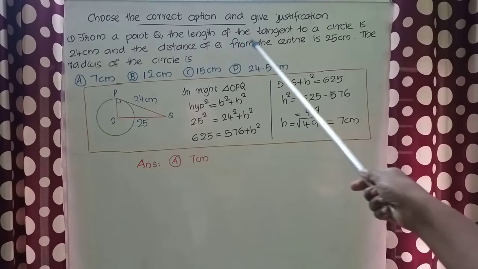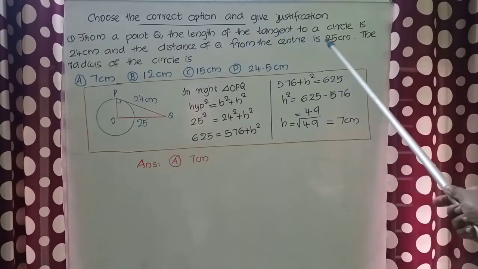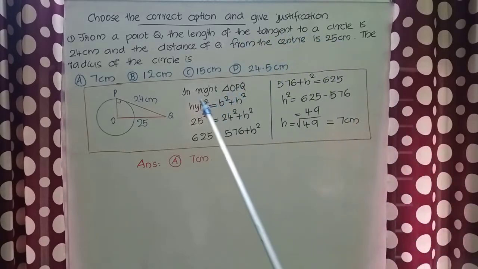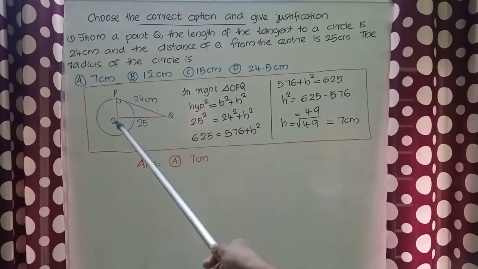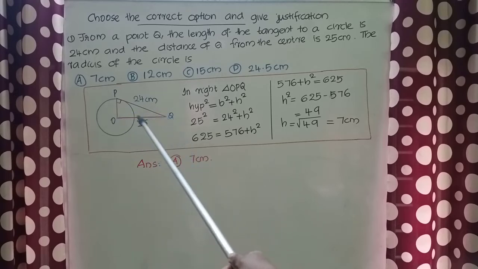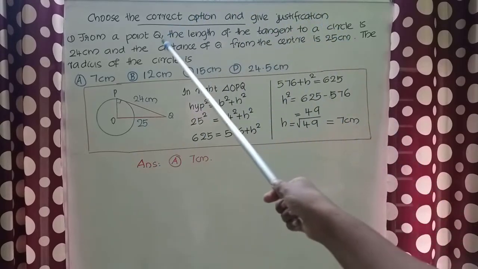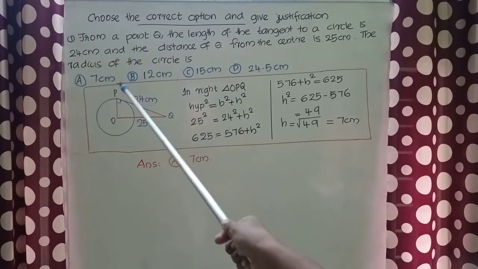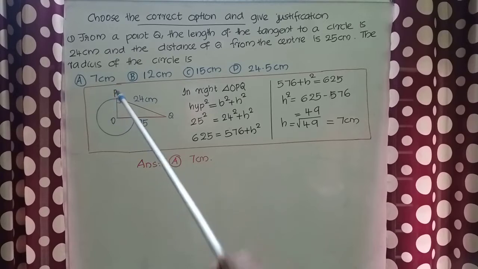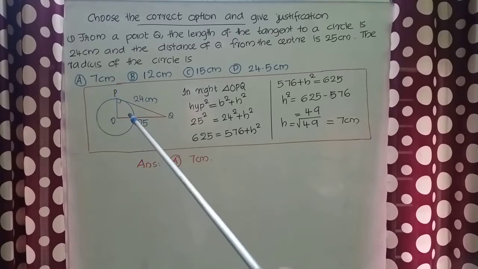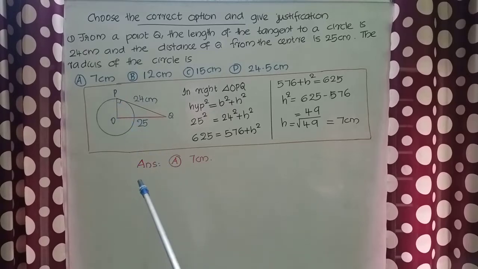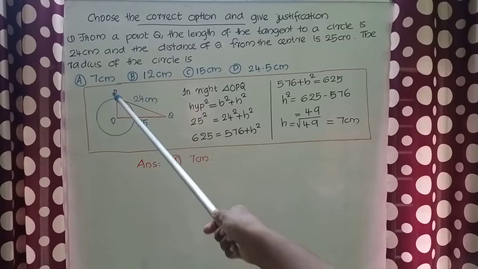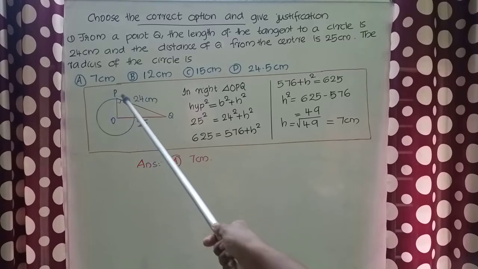Then distance of Q from center is 25 centimeter. Distance of Q from center is OQ. It is 25 centimeter. The question is find the radius. Here the radius is OP. So we need to find out the value of OP. We know this OP is the radius and PQ is the tangent.